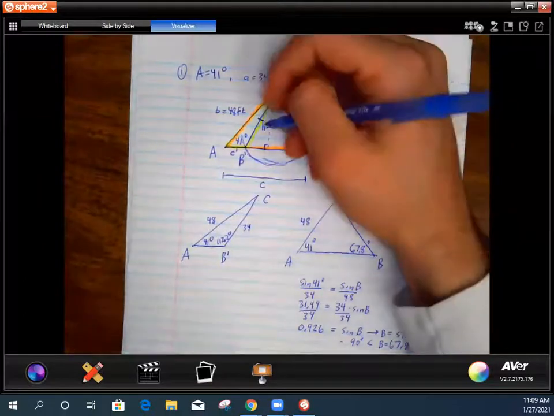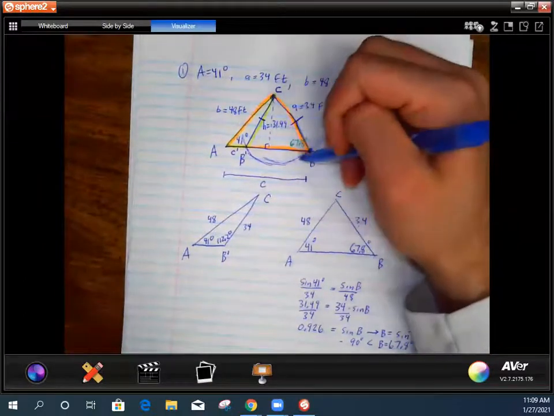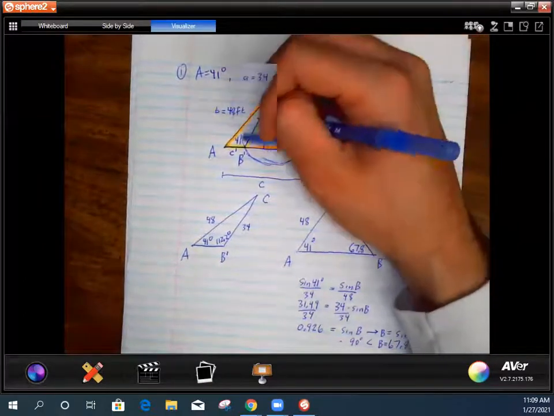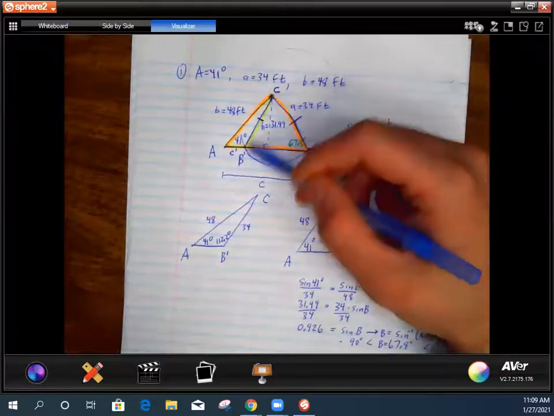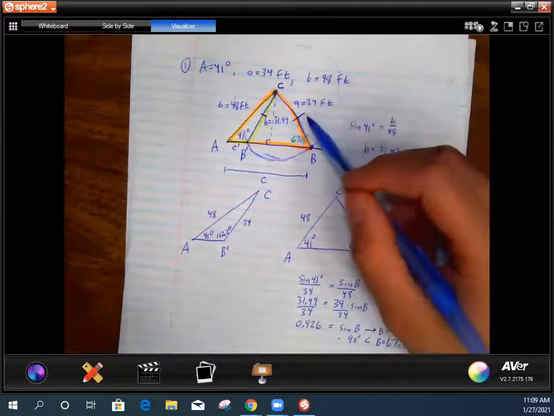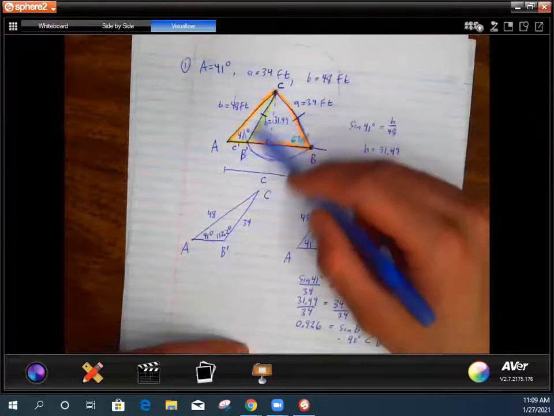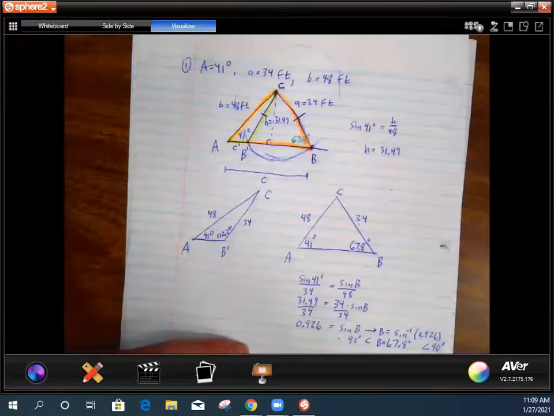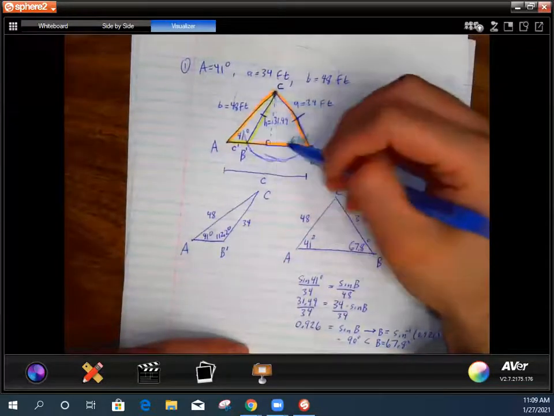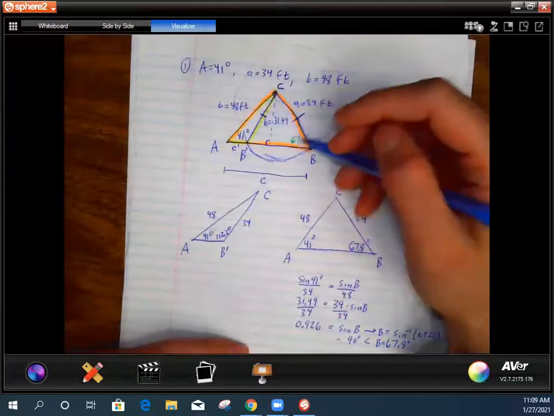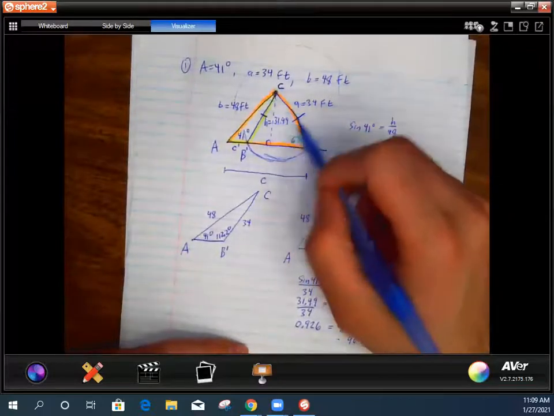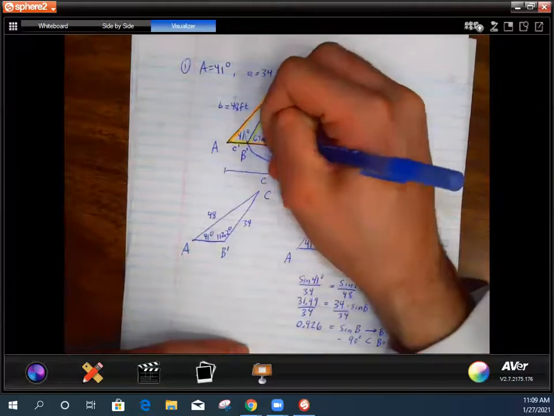Then if you imagine taking this side here and rotating it about point C, you would have that other triangle there. And if you made this whole thing a circle, you could see that CB prime and CB would be equal to each other. So both of these are 34 feet long. So this is actually an isosceles triangle here in the middle of our picture. So if these legs are equal, these base angles will also be equal.